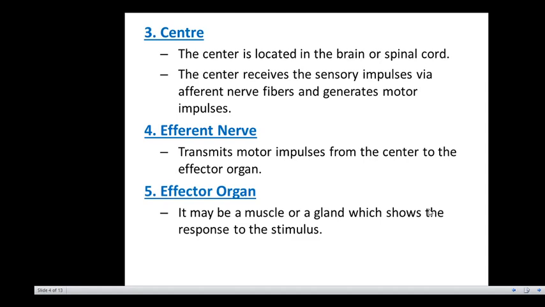Number 4, that is efferent nerve. Efferent nerve which transmits motor impulses from the center to the effector organ. Number 5, that is effector organ. This effector organ may be muscle or a gland which shows the response to the stimulus.